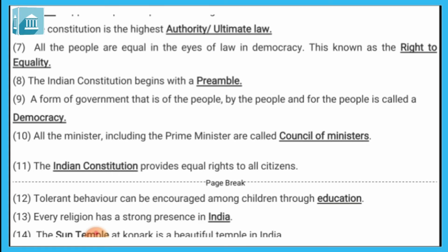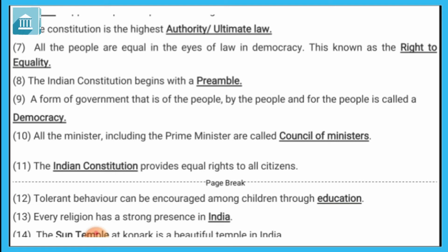Right to equality. What does it say? That all the people are equal in the eyes of law. In the eyes of the law, every person is the same, neither poor nor rich.